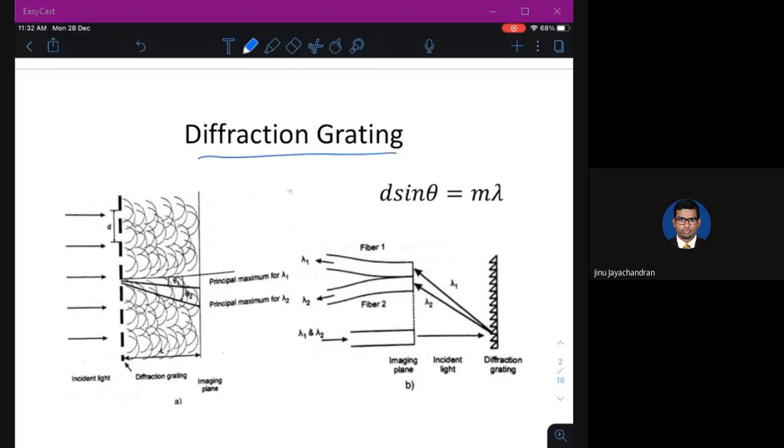So diffraction grating consists of a large number of slits. ചെറിയൊരു സ്ലിറ്റ് ഉണ്ട് ഇവിടെ, ഇതാണ് സ്ലിറ്റ്. Okay, there's a slit here, slit here, slit here, slit here, slit here. Okay, and then your light is getting incident over these slits. Now this light has a lot of wavelengths, so this will have lambda 1, lambda 2 up to lambda n, where there are a lot of wavelengths.